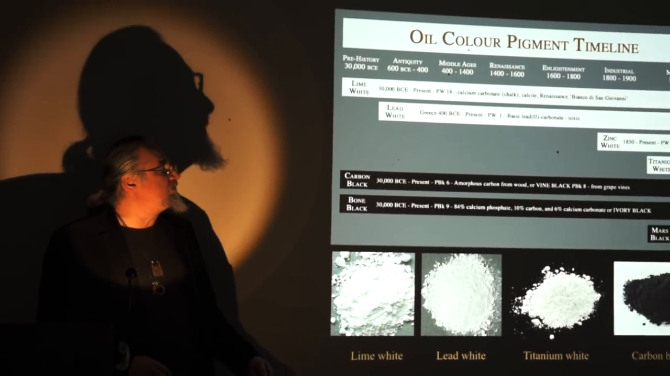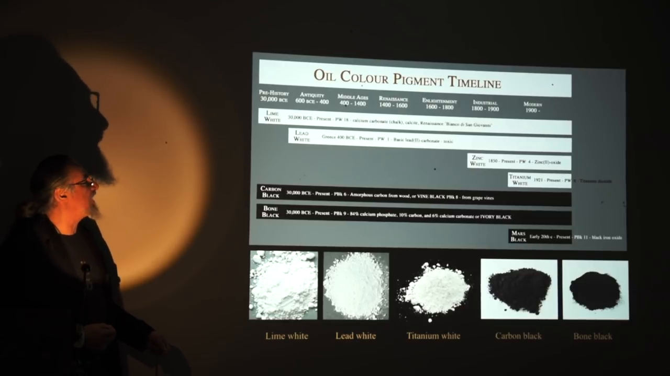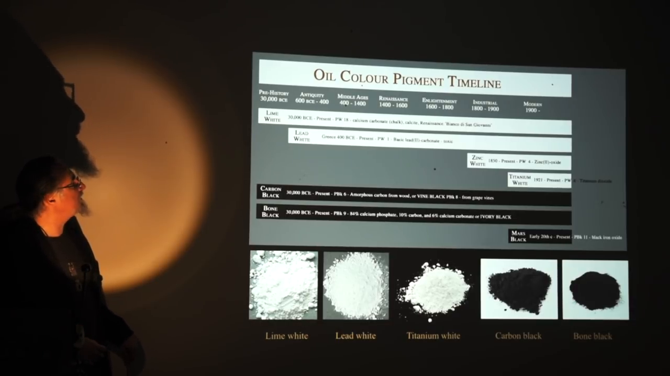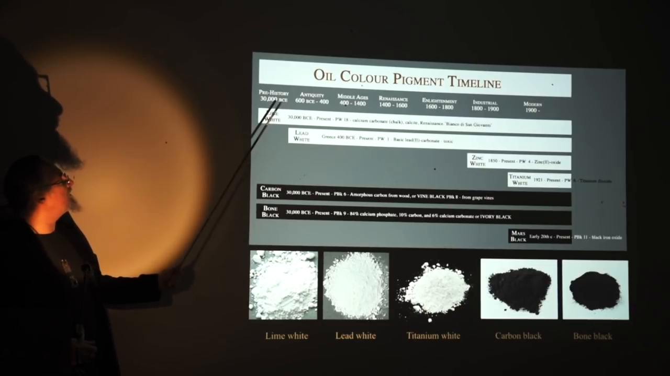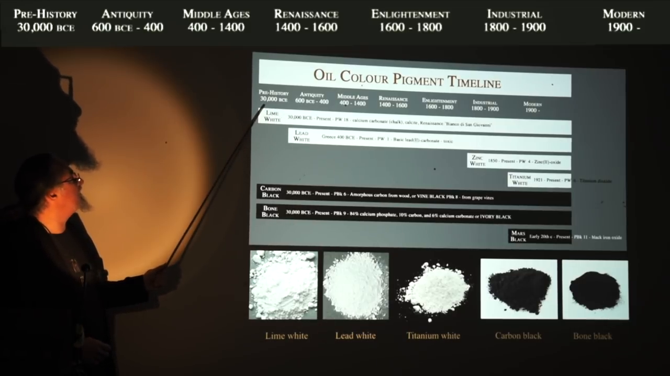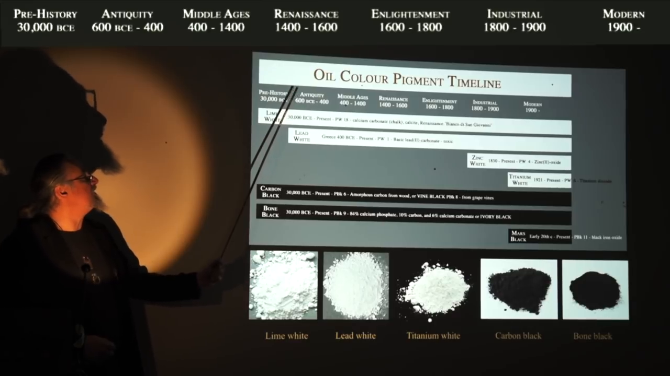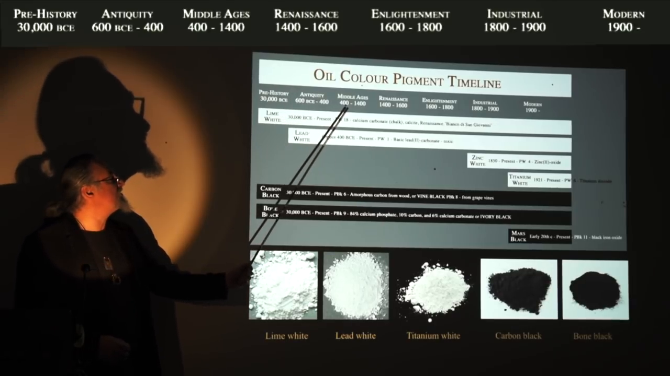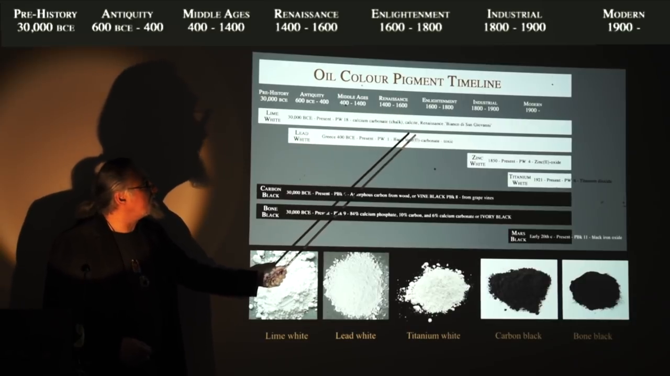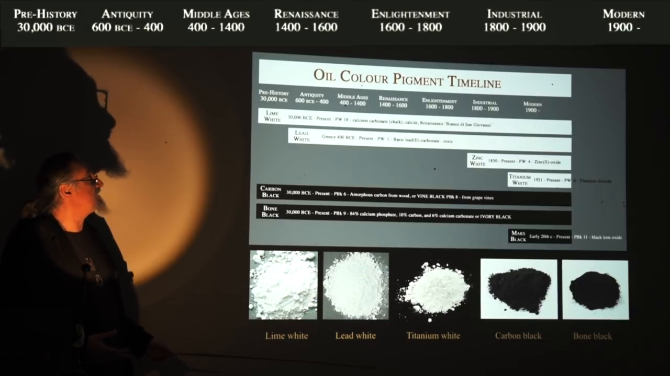Let's begin now by going through each of the major colors and their pigments, beginning with white and black and moving through the primary colors, and look at them from the standpoint of history and how these colors were used over the course of history. I've created a series of diagrams, and it begins in prehistory with the Paleolithic cave paintings, going back as far as 30,000 before the Common Era. Then we have antiquity, from the Egyptians to the Greeks and Romans, then the Middle Ages from 400 to 1400, the Renaissance 1400 to 1600, the Enlightenment 1600 to 1800, the Industrial Age 1800 to 1900, and our modern period after 1900.